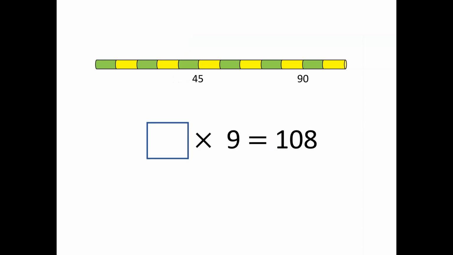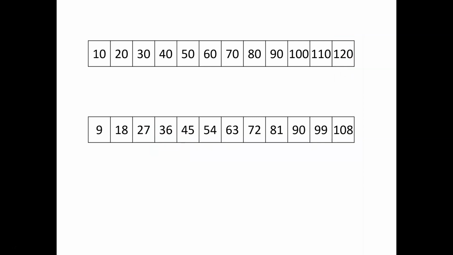Similarly, what times 9 is equal to 108? We know 9 times 10 is equal to 90. So if we skip count 2 more jumps of 9, we reach 108. So 12 times 9 is equal to 108. Let's examine this pattern and see if we can make a generalization.